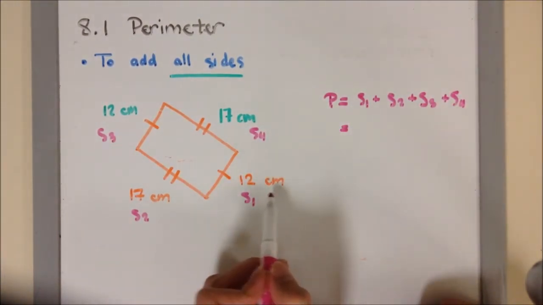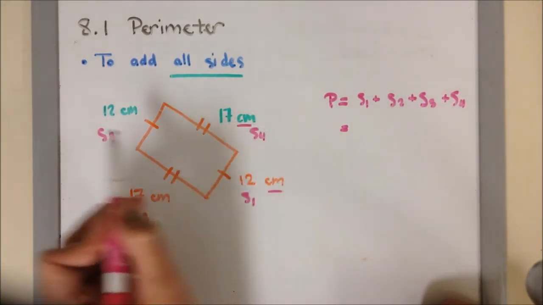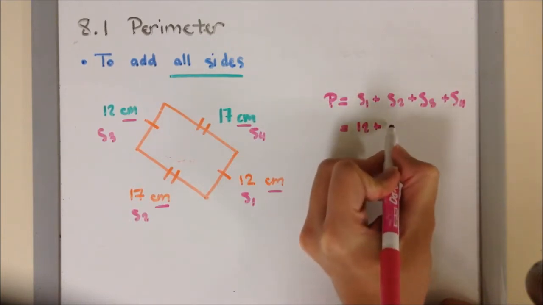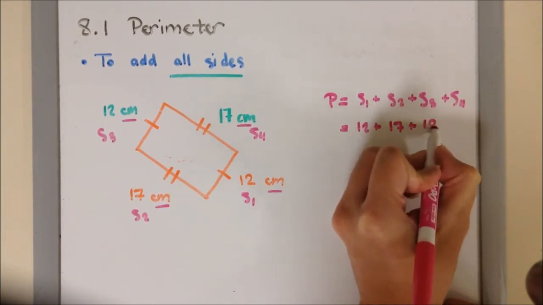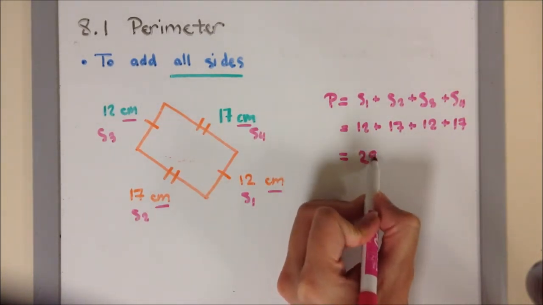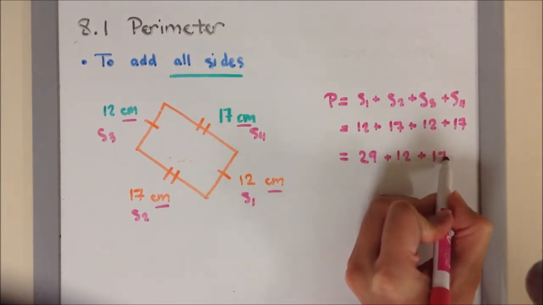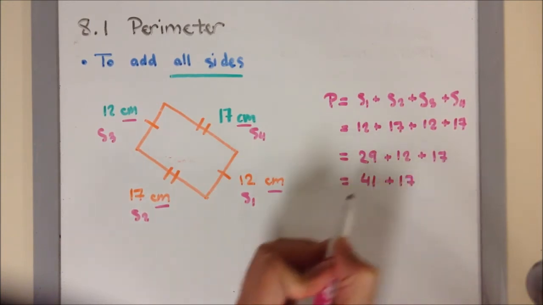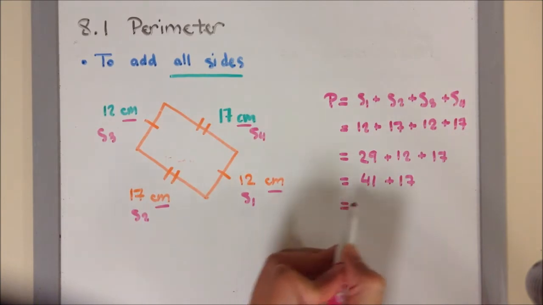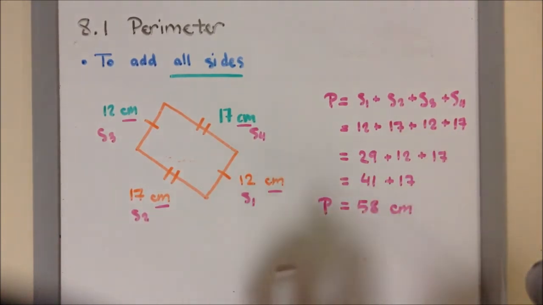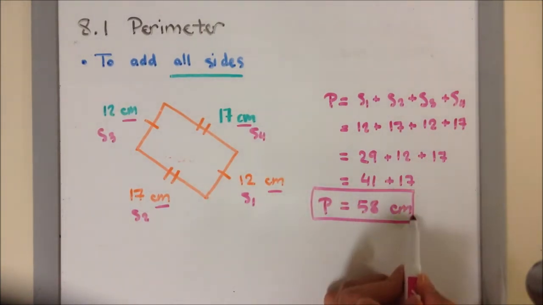Now at the moment, I'm not going to worry about the units, I'm going to worry about the numbers. But I have to make sure that I remember it for my final answer. So S1 is 12, S2 is 17, S3 is also 12, and S4 is also 17. Now, you can add them one by one from left to right. So 12 plus 17 is 29. And then 29 plus 12 is 41. And 41 plus 17 is 58. So my perimeter is 58 centimeters. Don't forget your unit. 58 centimeters. So this is our final answer for this shape.